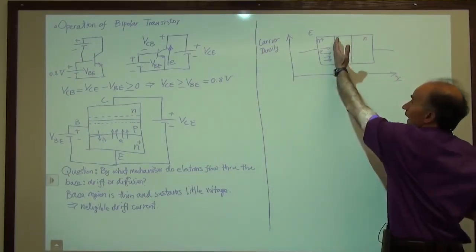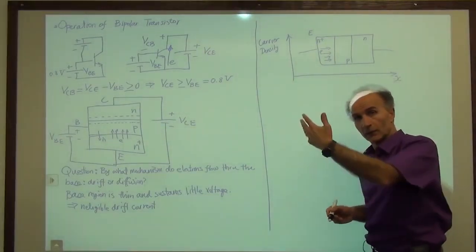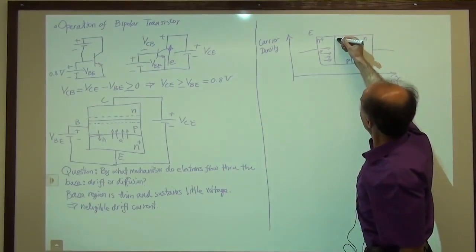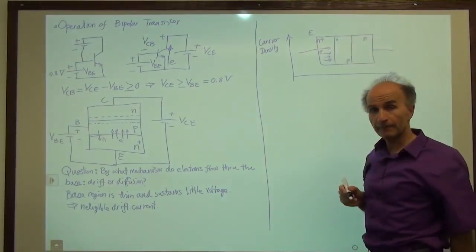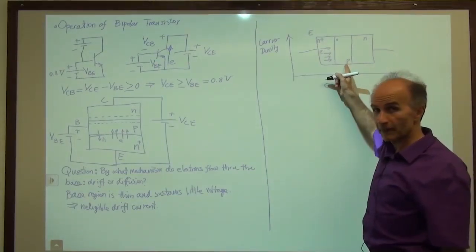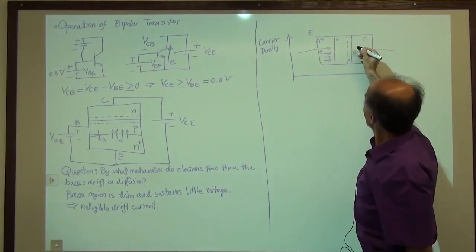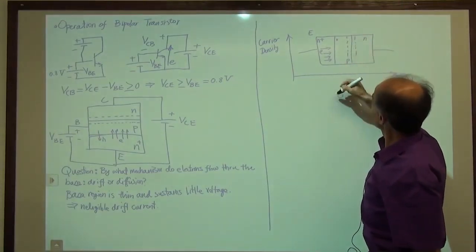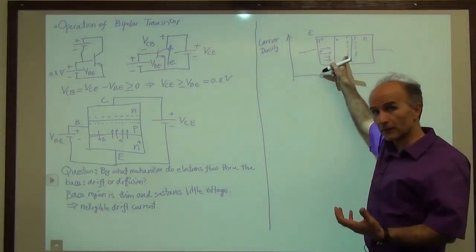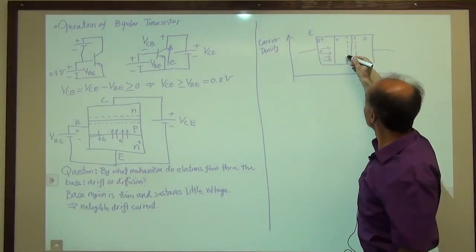So on the left edge of the base, what do we know? Well, electrons are pouring into the base from the emitter area. So we have a high concentration of electrons at this point. And how about the right edge of the base? Well, we have a depletion region here. So any electron that makes it to this point is swept away by the electric field. So we have a very low concentration of electrons here.